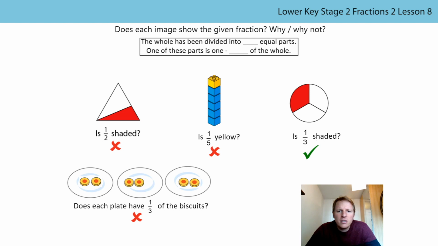Let's go back to our sentence. The whole has been divided into 3 equal parts. One of these parts is 1/3 of the biscuits. That then would be true after we've moved that biscuit.